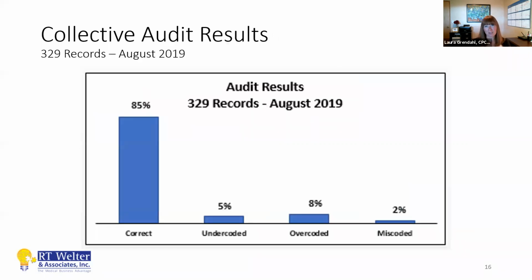So as we talk about leakage, areas of leakage, and we talk about E&M coding accuracy for this same clinic, now we can see that for this particular audit, we reviewed 329 records, and overall the clinic is doing quite well. Even with their bell curve and with where all of their different clinicians are at, they're still at an 85% accuracy rate for their E&M coding. But the one really big thing here is that they are having a 5% undercoded and an 8% overcoded accuracy rate.